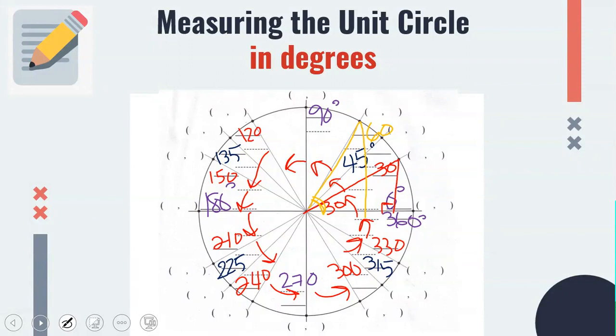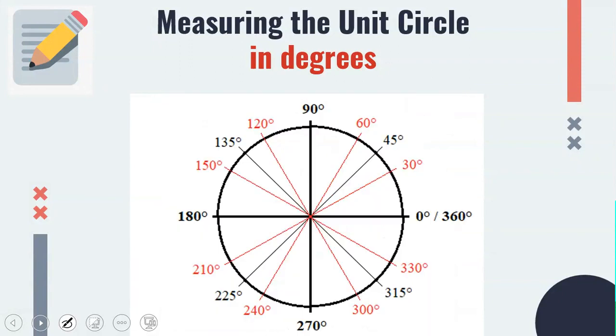So ultimately, at the end of the day, we have filled in all of these degrees. We start at 0, 30, 45, 60, 90, 120, 135, 150, 180, 210, 225, 240, 270, 300, 315, 330, and 360 degrees.